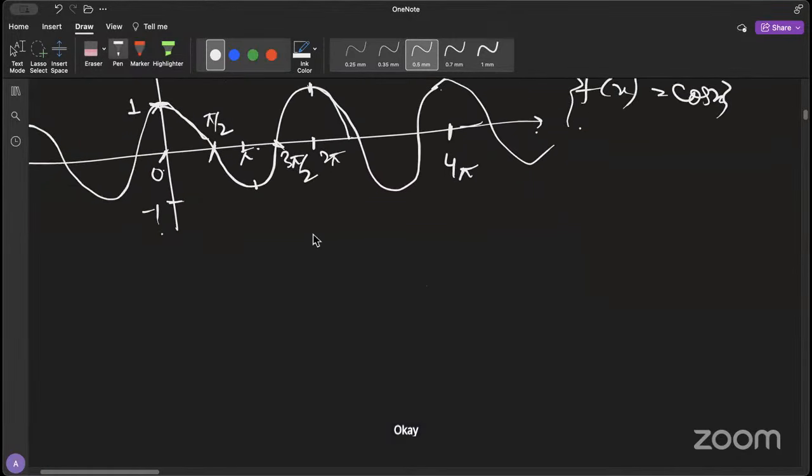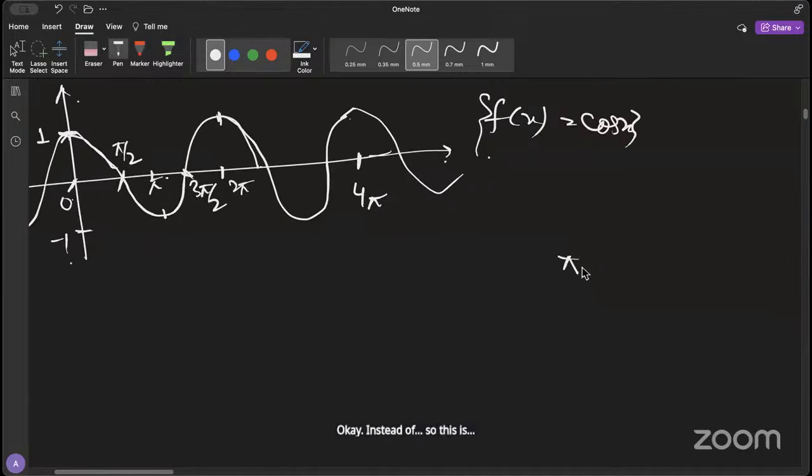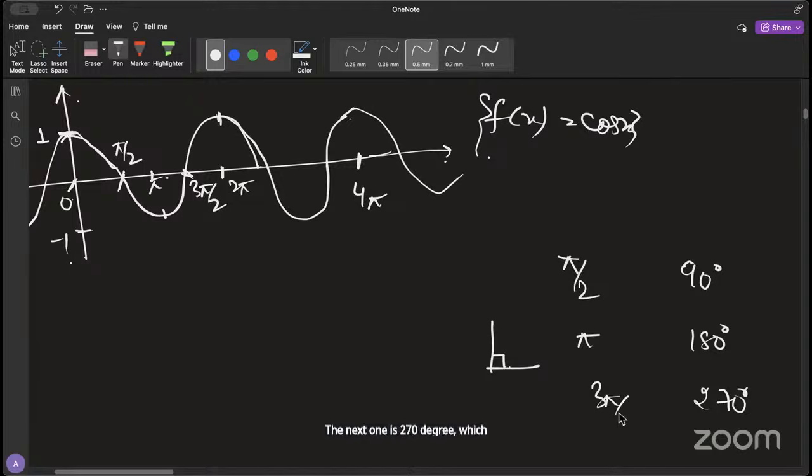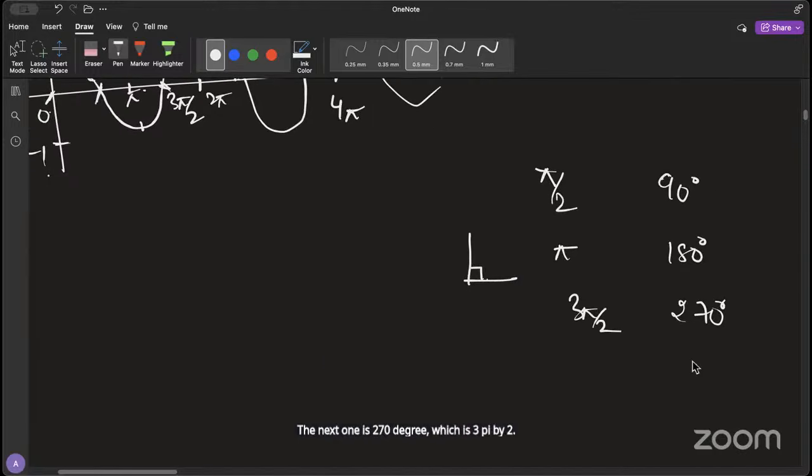Pi by 2 is the same as 90 degrees. So we take this 90-degree angle to be pi by 2. And then 180 degrees, twice of this, becomes pi. And then the next one is 270 degrees, which is 3 pi by 2. And this becomes 360 degrees, which is 2 pi.